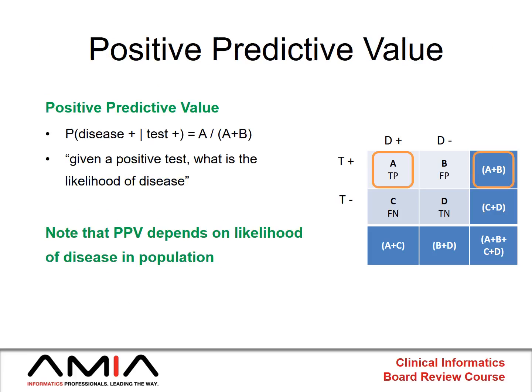So, positive predictive value is the probability of disease given a positive test. It's A over A plus B. And notice that now I'm doing a calculation that does rely on the proportion of those who have the disease compared to those who do not, or the total population. In other words, your positive predictive value does change depending on the prevalence of the disease in the population, because B could be a very, very large number compared to A if A is a rare disease, and that's going to change my positive predictive value.